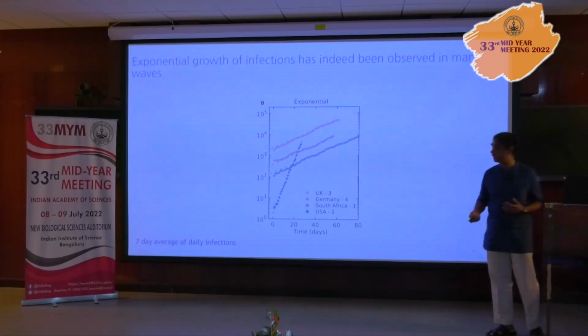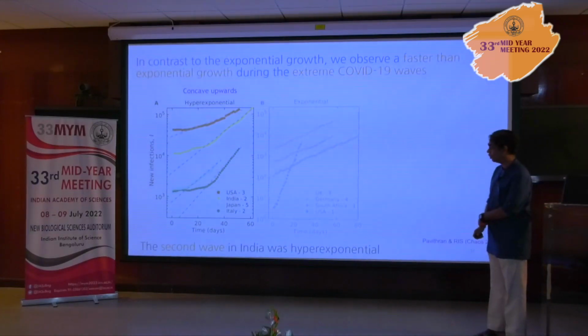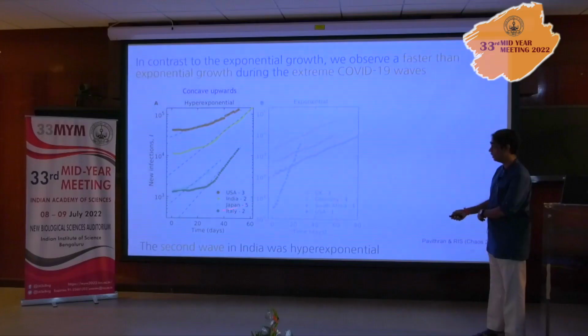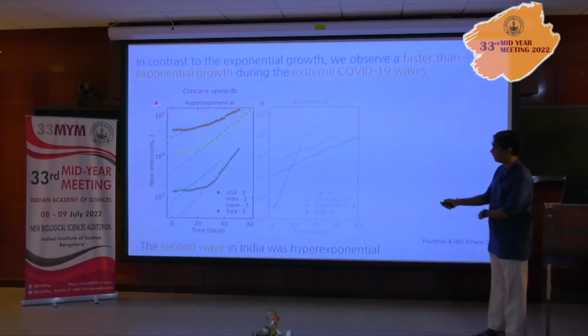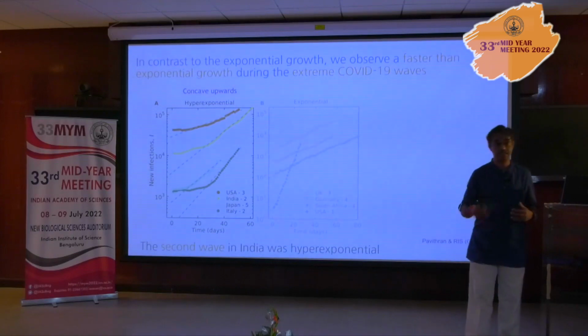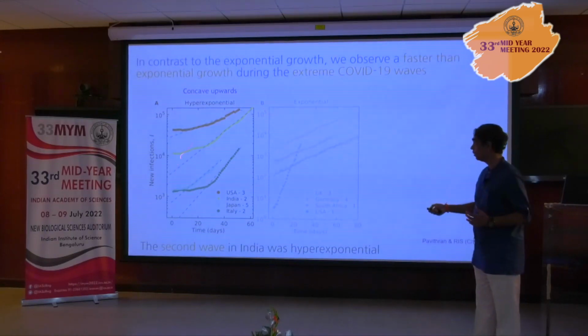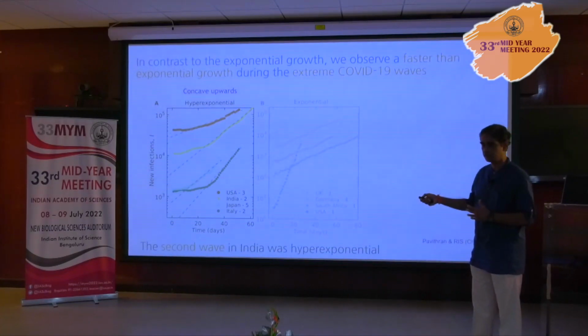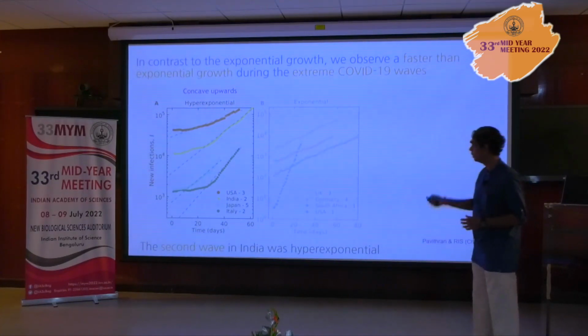Is it always exponential? So we look at some others, including our 2nd wave in India, 3rd wave in the US, 5th wave in Japan, and Italy 2nd wave. We see that the curve in the semi-log plot is concave upwards. This is a sign that the function is growing faster than the exponential function. It's called hyper exponential. Some people use it. I think fluid mechanics people use the term super exponential, but mathematicians seem to call it hyper exponential.